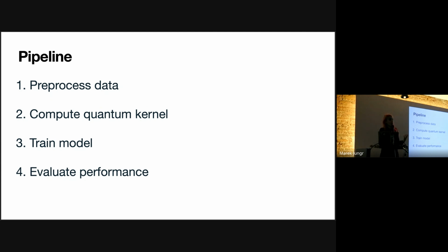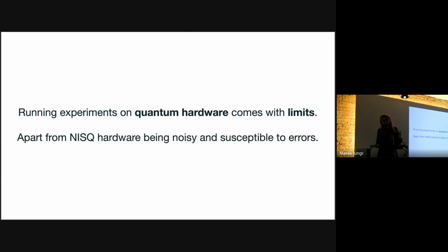So I'm implementing it on the hardware, running the experiments on the hardware, and that itself is a pretty hard task. Why? Because running experiments on quantum hardware comes with limits. And those limits are not just this imperfect quantum hardware, which is noisy and has errors and so on, but the limits are also more software-wise or pipeline-wise limits. I'm going to mention the main three of them. This may be a little bit more technical, but just so you have an idea.